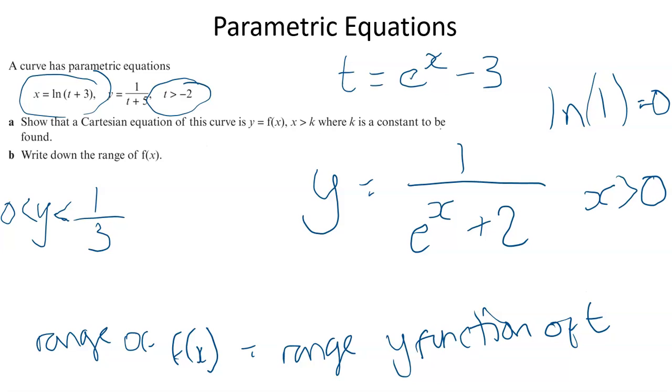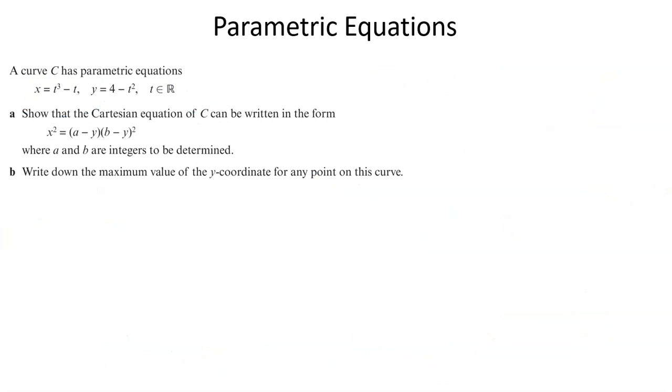Have a look at another example. And here we've got a curve C with parametric equations, lovely, x and y. Show that the Cartesian equation of C can be written in the form of some bracket and some other bracket squared equaling x squared.